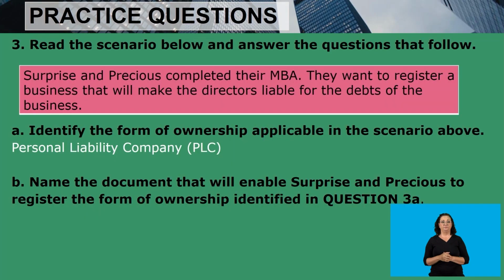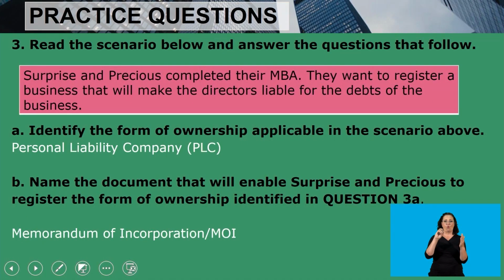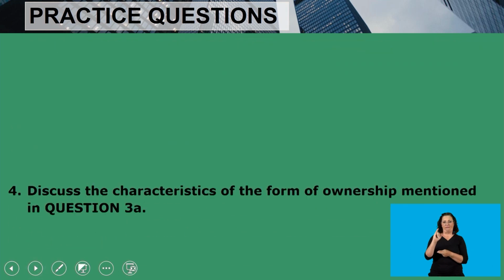Well, the second question says, name the document that will enable Surprise and Precious to register the form of ownership identified in question 3A, which is personal liability. So obviously that document is going to be the Memorandum of Incorporation, or the MOI. Let us move on to our fourth question.